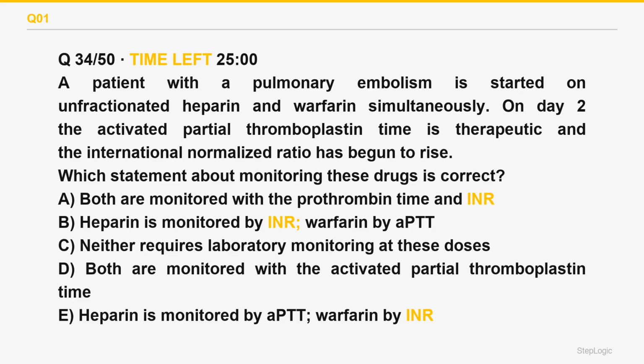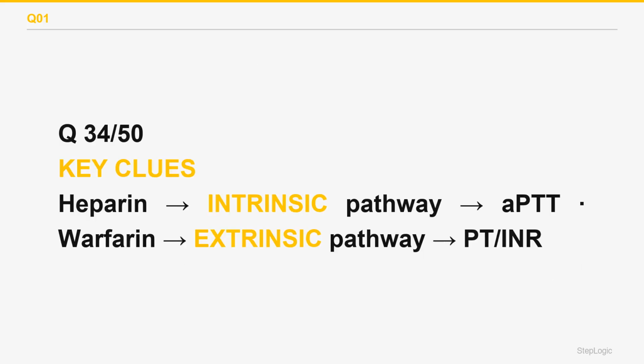Which statement about monitoring these drugs is correct? A patient with a pulmonary embolism is started on unfractionated heparin and warfarin simultaneously. On day 2, the activated partial thromboplastin time is therapeutic and the international normalized ratio has begun to rise. Read the command: which monitoring statement is correct? Two anticoagulants, two pathways, two tests, and mixing up which belongs to which is one of the most common pharmacology errors.